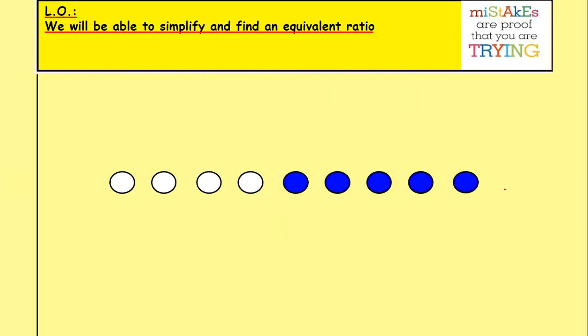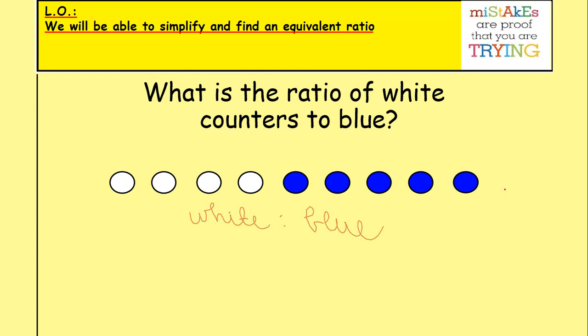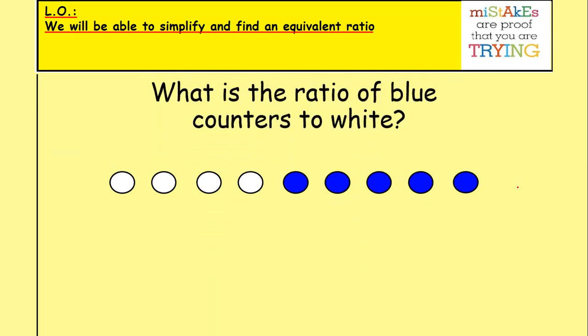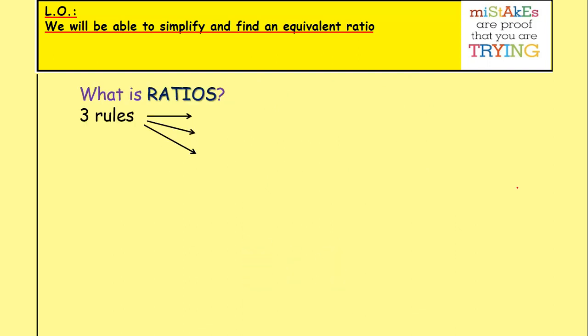Let's see further. If I have now white and blue counters and I need to write down the ratio, the white to blue is going to be 4 to 5. If I'm changing and I'm asking you what is the ratio of blue counters to white, first you need to write down the blue one. So in this case, it's going to be 5 to 4. We have 3 really important rules of ratios. After I show you, pause the video and make a note of it.